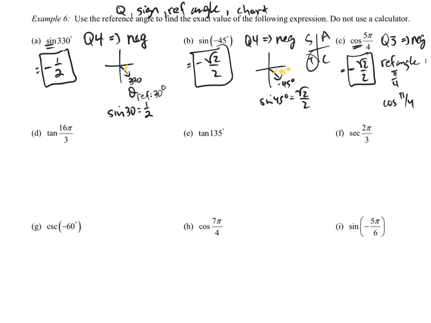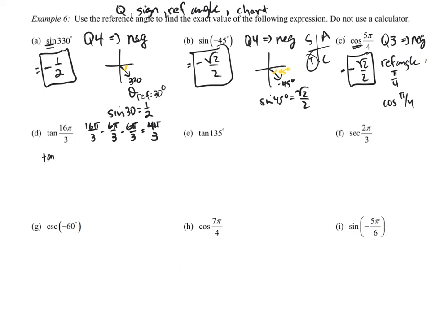Okay, letter D, tangent of 16 pi over 3. So the toughest part of this will be figuring out what quadrant this goes in. And it might be helpful to do a coterminal angle. So I'm going to use coterminal angles here, 16 pi over 3. I'm going to subtract 2 pi. And so that's going to get me to 10 pi over 3. I'm going to subtract another 2 pi, so that would be another 6 pi over 3. That's going to get me to 4 pi over 3, and that's a much easier angle to know what to do with. So 4 pi over 3 is going to be the same thing here.